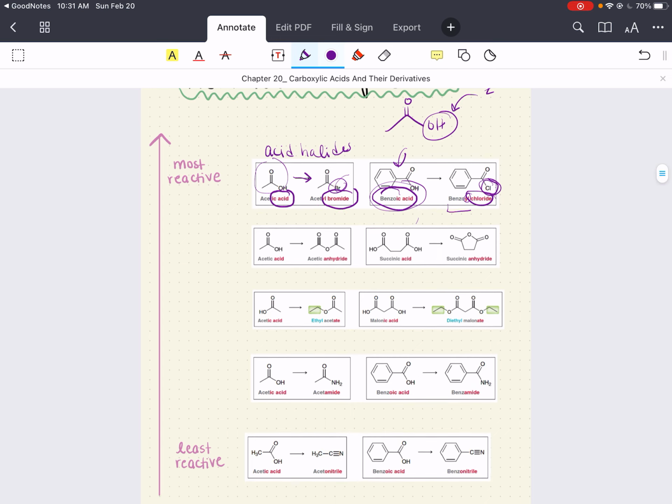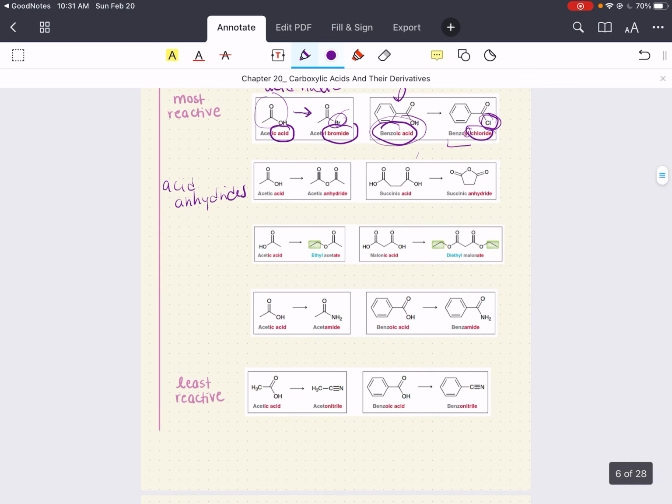Now, for naming acid anhydrides, they are named as derivatives of carboxylic acids by replacing the word acid simply with anhydride. That's pretty easy. So if you're replacing this OH group and forming an acid anhydride, instead of saying acetic acid, you're going to say acetic anhydride. The same rule applies for ring structures as well.